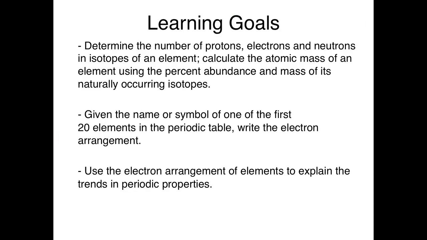Alright, so by the end of this lecture, we have rounded out the chapter talking about elements and atoms. But particularly in this lecture, we talked about how to determine the number of subatomic particles of isotopes of an element and to calculate the atomic mass. We also talked about the electron arrangement and how to write the electron arrangement for different elements. And lastly, using the electron arrangement, we talked about the trends we see in the periodic table.